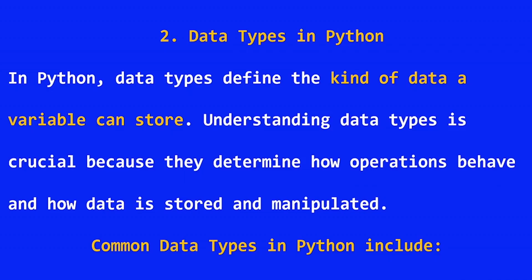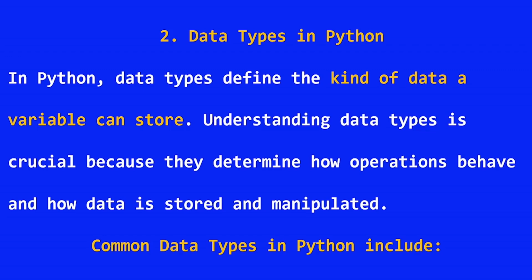So we are moving on to data types in Python. In Python, data types define the kind of data a variable can store. So understanding data types is crucial because they determine how operations behave and how data is stored and manipulated. So manipulation simply means that you want to use that data based on what you want.